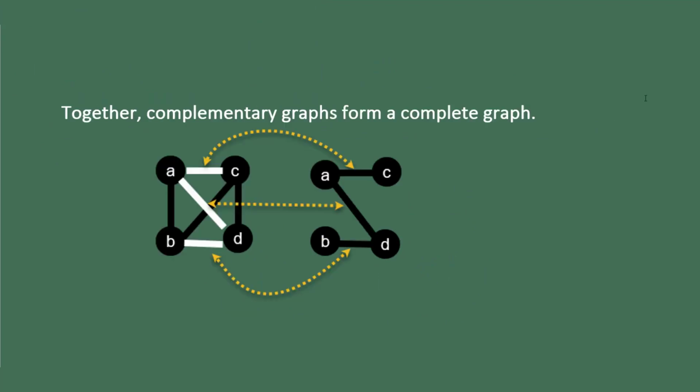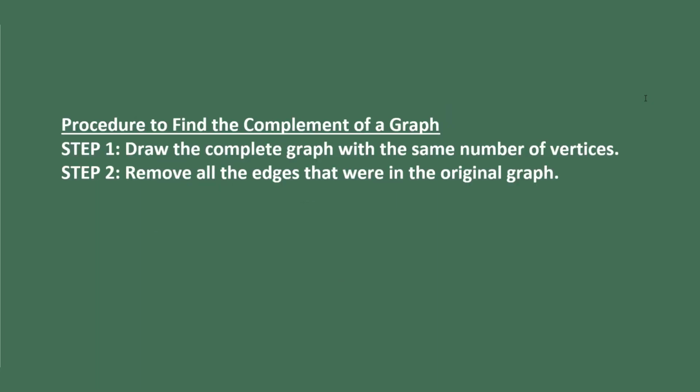A complete graph is a graph in which each pair of vertices is connected with an edge. In other words, every pair of vertices is adjacent. Together, any two complementary graphs form a complete graph. One fills in the missing edges of the other. This gives us a way to find the complement of a given graph. The first step would be to draw the complete graph with the same number of vertices as the graph you were given, and then just remove all the edges that were in the original graph. Whatever's left is the complement of the original graph.